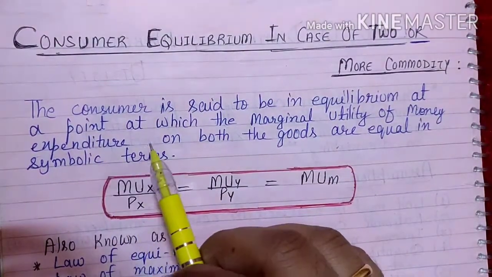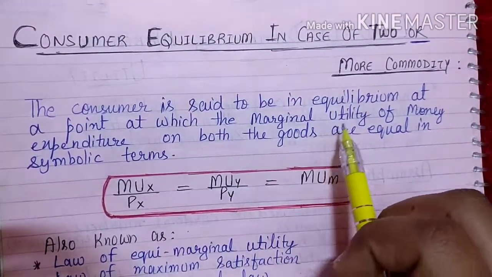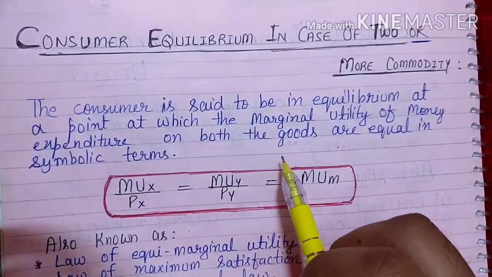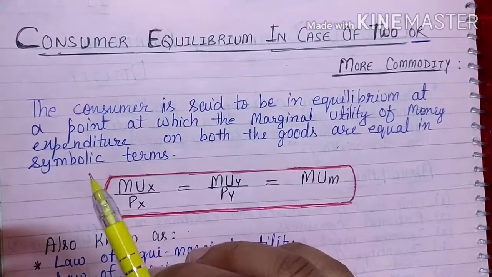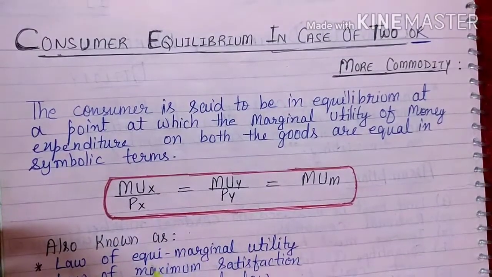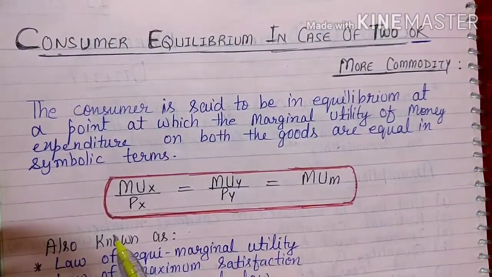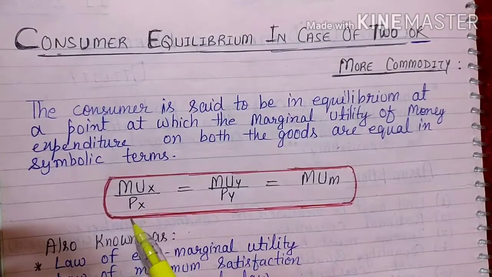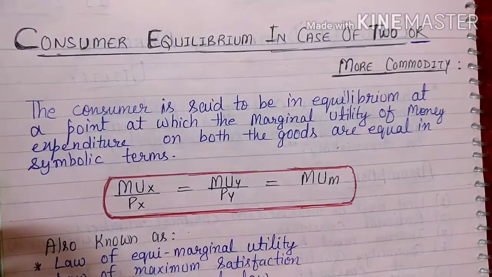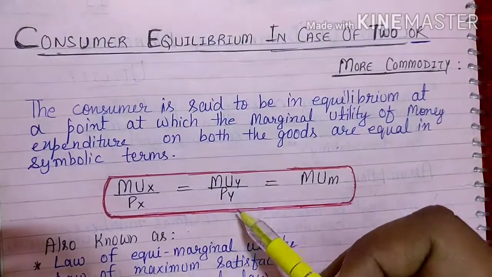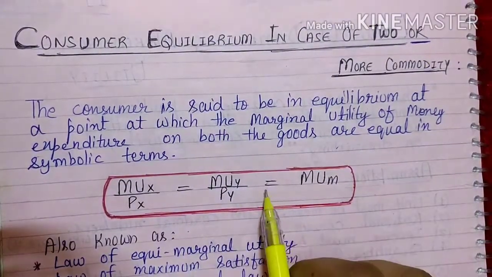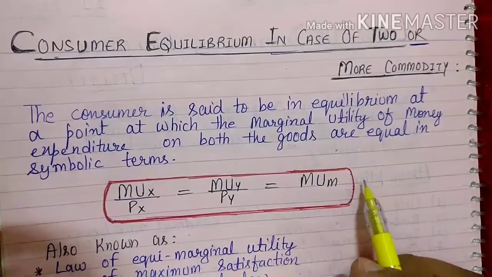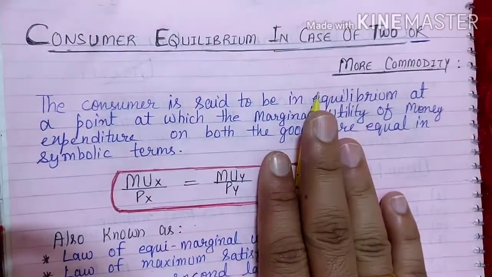So what is that? At the point where the marginal utility of money, which means MUM, expenditure on both the goods are equal. In symbolic terms, MUX upon PX, the marginal utility I am getting after spending money on good X, equals MUY upon PY, for good Y. It should equal MUM, the marginal utility of money. This is also correct.